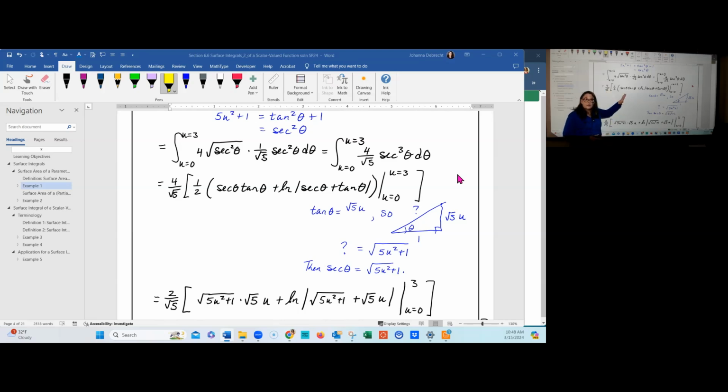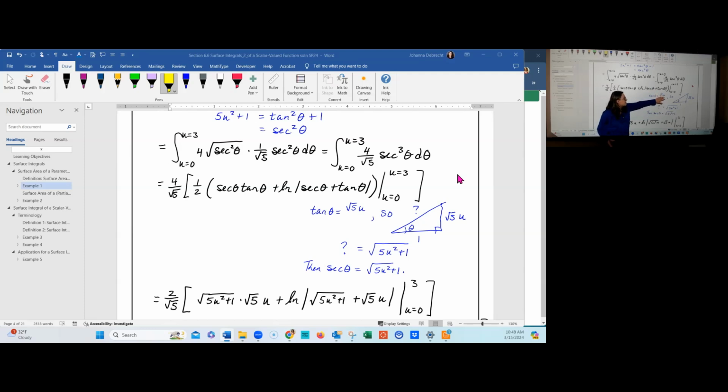Now I want to evaluate between u equals 0 and u equals 3, but it's written in terms of theta. So I draw a triangle, I label theta, and I use my basic substitution equation that tangent of theta is equal to root 5 times u to label 2 of the sides of the triangle. Tangent is opposite over adjacent, so the opposite side is root 5 times u, and the adjacent side is 1. Then I can use the Pythagorean theorem to find the missing side, which is the hypotenuse, which gives me square root of 5u squared plus 1, which is what I had in the original integral, so I know I'm on the right track.